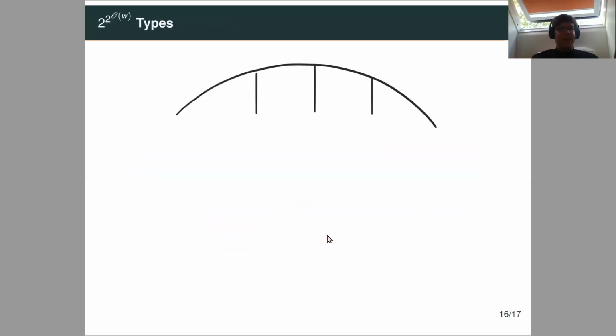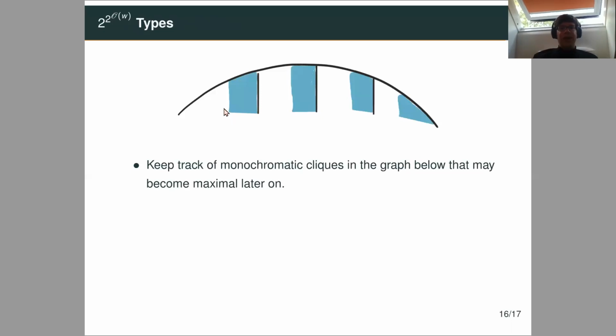Okay, so what is a type? We will be concerned with the following situation. We have some cut and some vertices that are below. These vertices are grouped into equivalence classes according to their neighborhood on the outside. Now, suppose we have some subset of these vertices that will be a color class in a coloring. Then what we keep track of is monochromatic cliques in this color class that may become maximal at some point, or maybe they are already maximal.